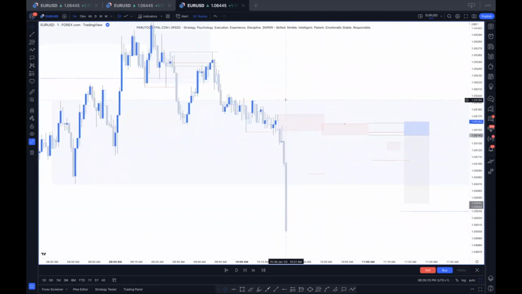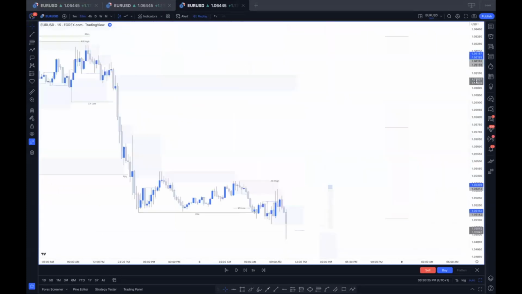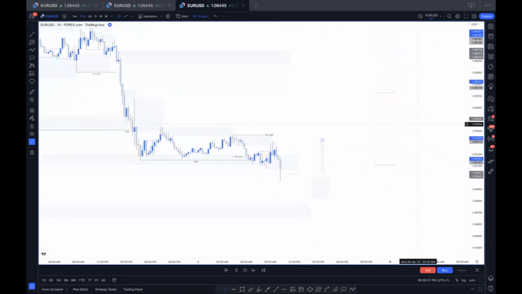And then this just breaks structure, just takes out the 15-minute zone. So this has taken out the low of the 15-minute POI I had drawn. So that means I don't have any entry here. So what am I going to do? I'll go back to the 15 minutes to look for structure again. So this is basically how to look for entries.